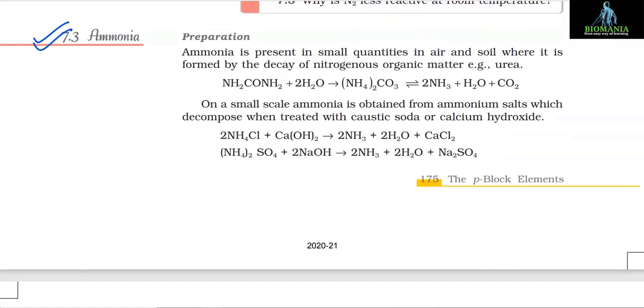7.3 Ammonia. Preparation. Ammonia is present in small quantities in air and soil, where it is formed by the decay of nitrogenous organic matter, for example urea. NH2CONH2 + 2H2O gives (NH4)2CO3 gives 2NH3 + H2O + CO2. On a small scale, ammonia is obtained from ammonium salts which decompose when treated with caustic soda or calcium hydroxide. 2NH4Cl + Ca(OH)2 gives 2NH3 + 2H2O + CaCl2. The next reaction is (NH4)2SO4 + 2NaOH gives 2NH3 + 2H2O + Na2SO4.